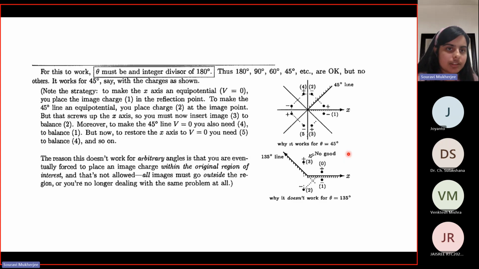So that means if you want to use this method for two such conducting plates, it will only work in cases where theta must be an integral divisor of 180. It will work for all these angles, but it won't work for 135, because of this region. So always remember that the image charges should not be placed within the region where you want to find the potential. They should be placed outside.